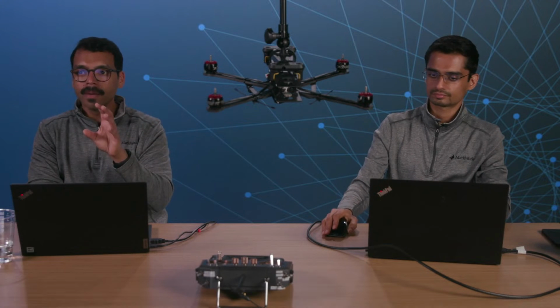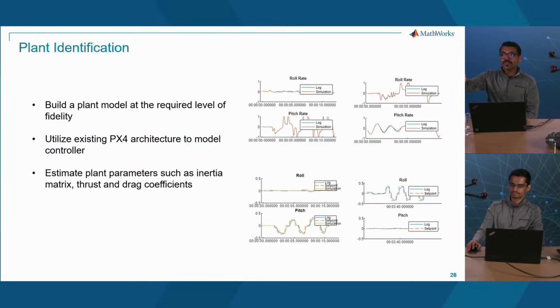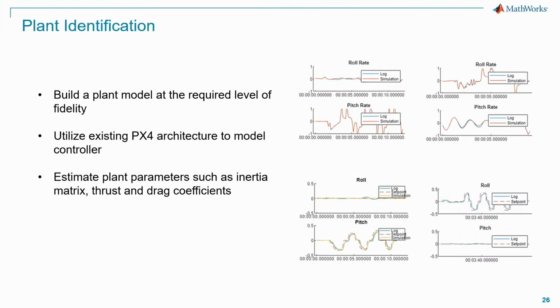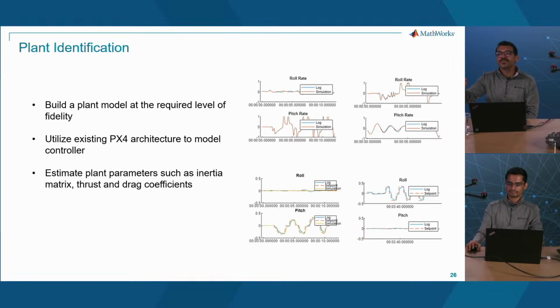Great. I want to take a second to go into plant identification. I talked about this earlier. So you can see here we have two plots, roll rate, roll, and pitch. And of course, there's the log, a set point, which is what we actually provided, plus the simulation. So this is what I was talking about, where you bring in your log data and your simulated data, and then try to match them as closely as possible by estimating parameters such as maybe your inertia matrix, maybe your drag coefficient. Those are the ones we'll try to tune.